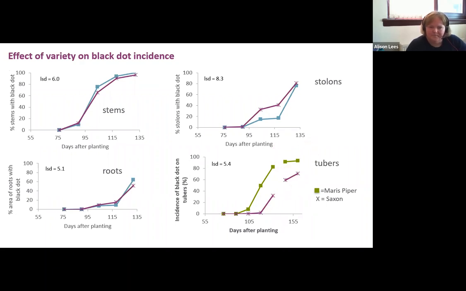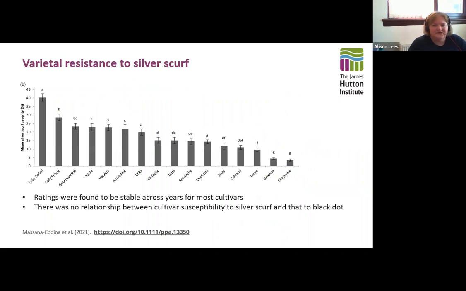The Swiss researchers also measured varietal resistance to silver scurf in the same range of varieties, and again found differences. The ratings were found to be stable across years for most of the varieties, and they found that there was no relationship between susceptibility to silver scurf and to black dot.